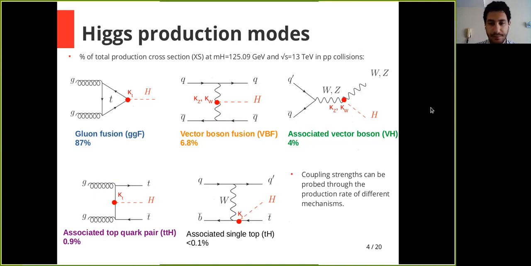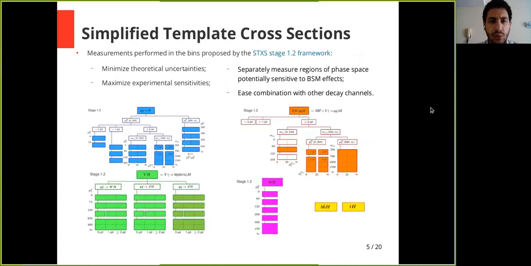I want now to introduce the concept of the simplified template cross-sections, because many of the measurements that I'm going to present were performed within the context of this theoretical framework. In this framework, the regions of the phase space are defined by cuts on some sensitive variables like the Higgs transverse momentum, the number of jets in the final state of the event, etc. And they are also divided per production mode.